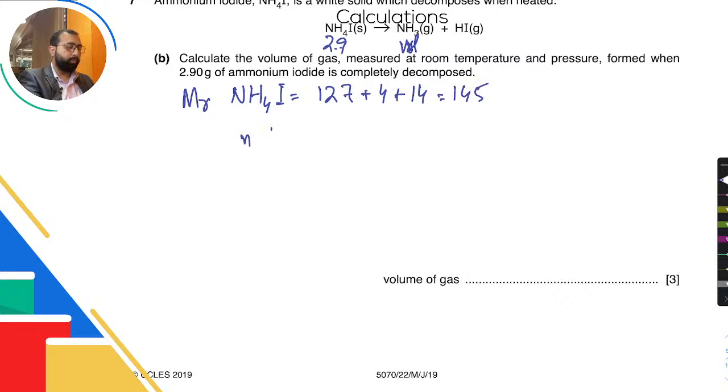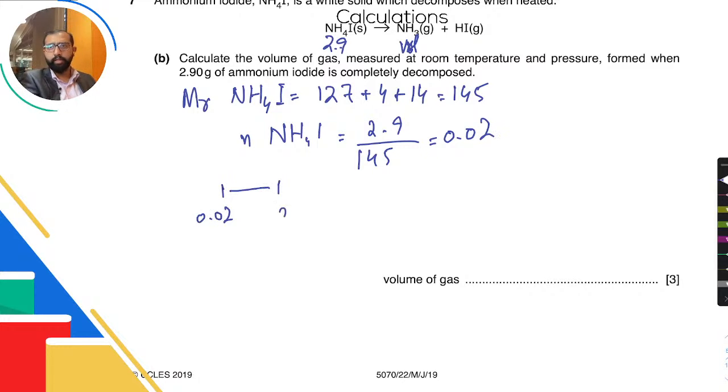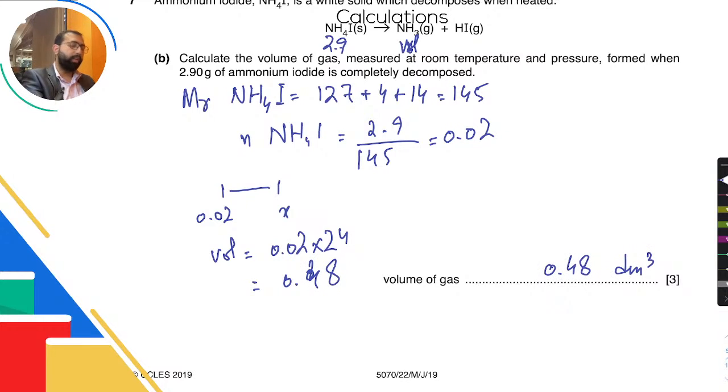So the number of moles of ammonium iodide that I have is 2.9 divided by 145. 2.9 divided by that is 0.02. That's a neat number. And then 0.02, mole ratio 1:1. So 0.02 is the moles of ammonia that I get. So volume is moles multiplied by 24. That's going to be 0.48 dm cube. Straightforward.